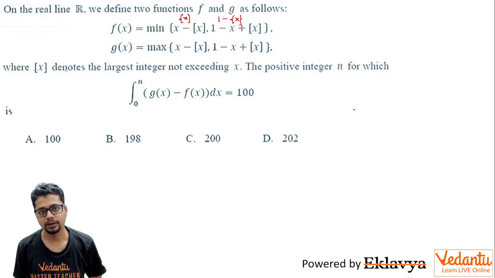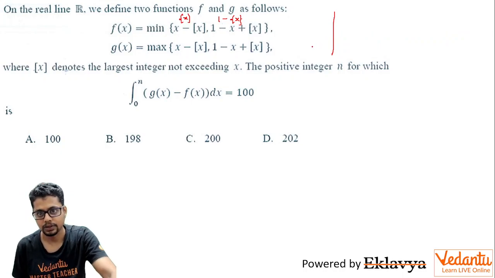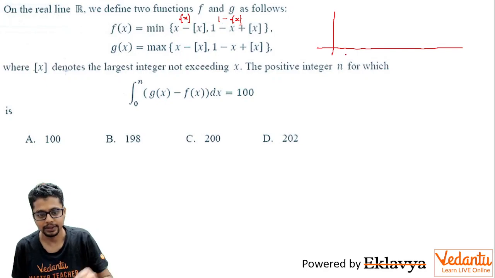Now here let's first plot both the fractional part of x and 1 minus the fractional part of x, and hence f(x) and g(x). If you see carefully, rather this can be shifted a bit down. So here let's say this is the x-axis and this is the y-axis. And so this is the fractional part of x.